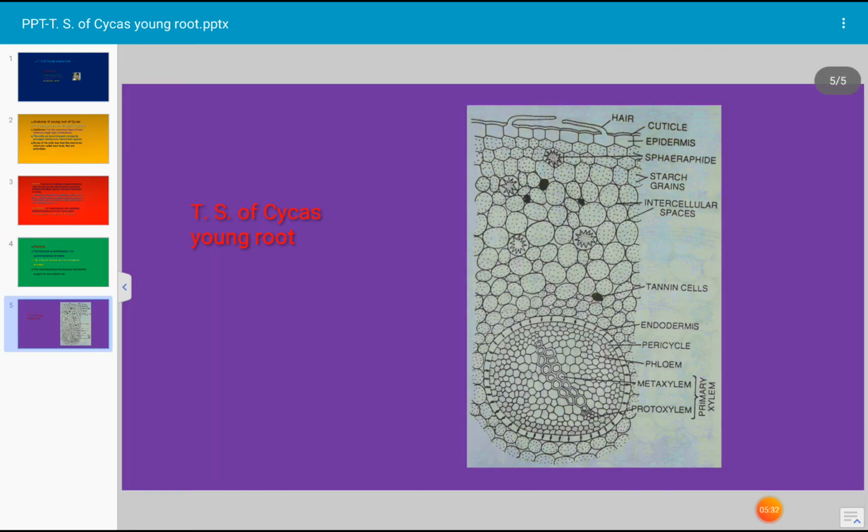This is the photograph. See the epidermis or epiblemma in root. The epidermis is known as epiblemma because it is a root and it is protected by a thin cuticle also. Root hairs are shown in the photograph and multi-layered the cortex is shown and below that endodermis is there. Pericycle is shown, phloem is shown, metaxylem is present at the center, protoxylem at the peripheral region and this is the photograph of Cycas young root.